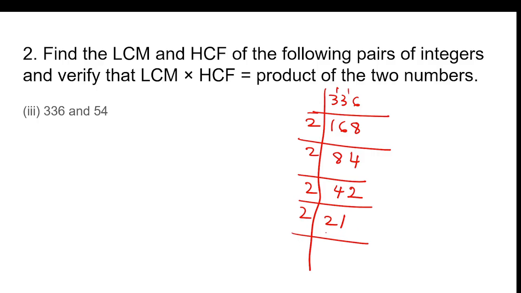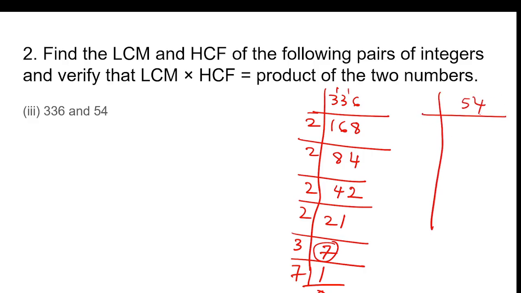So, is this divisible by 3? Yes, because 2 plus 1 is 3, and 3 is divisible by 3. That means 21 is also divisible by 3. 3 sevens are 21. Next, 7 is a prime number, so I am going to divide this 7 by 7 itself. 7 ones are 7. So, now I got the prime factors for 336. Similarly, I am going to find out the prime factors for 54.